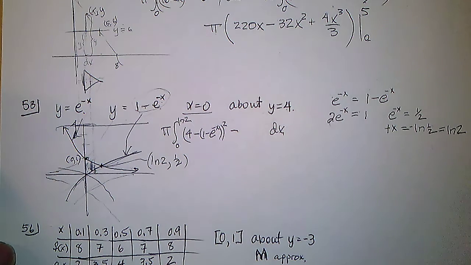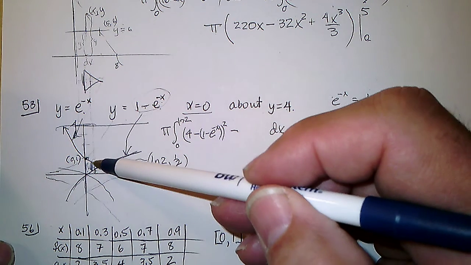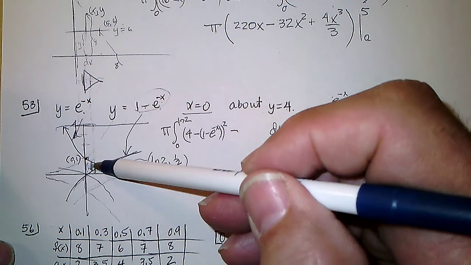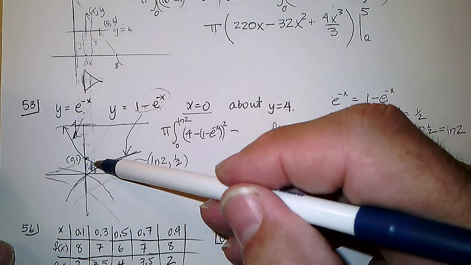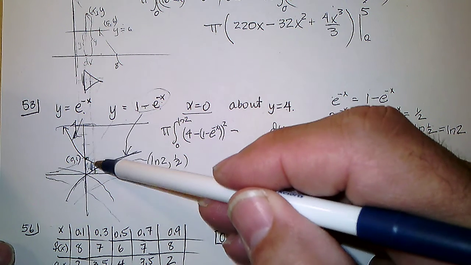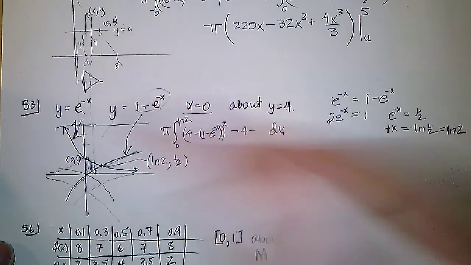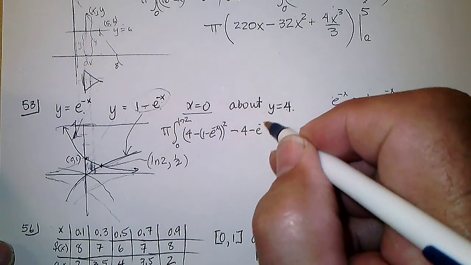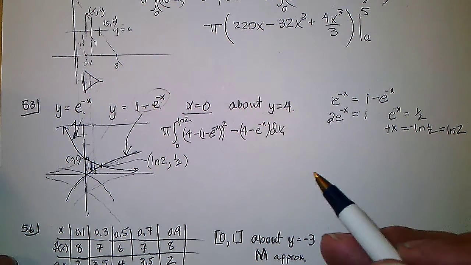Minus the small radius. It's not a lot smaller. It's from here to there. Well, that's y on this curve. So that's e to the negative x. So it's 4 minus e to the negative x is the inside radius. 4 minus e to the negative x. So we definitely want to do some simplification before we actually do this problem.